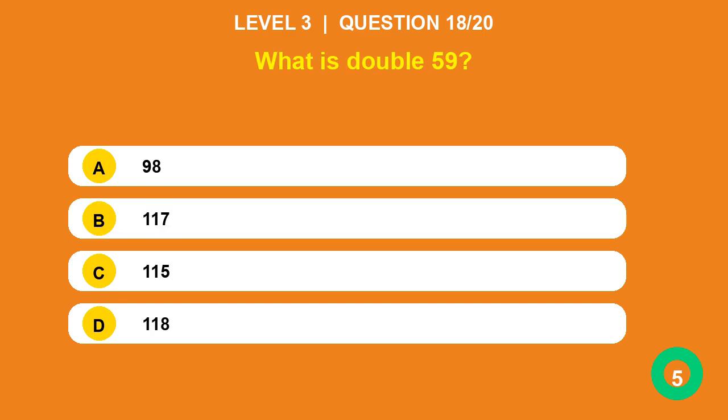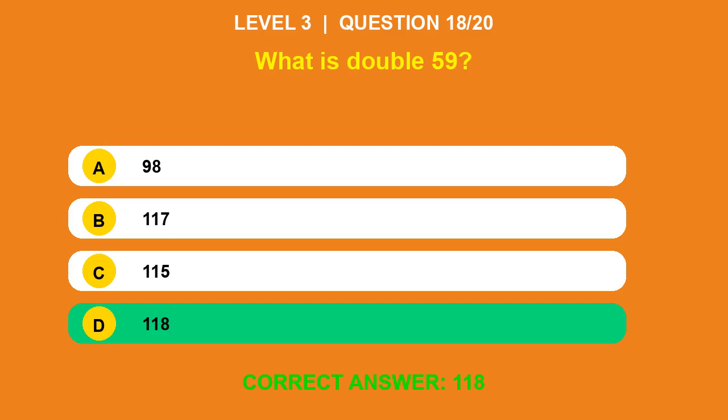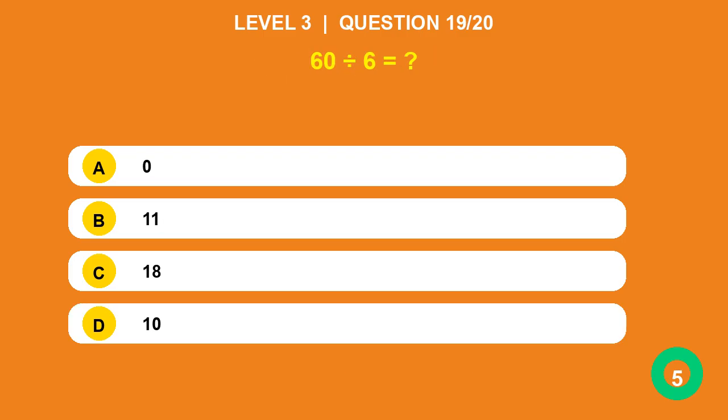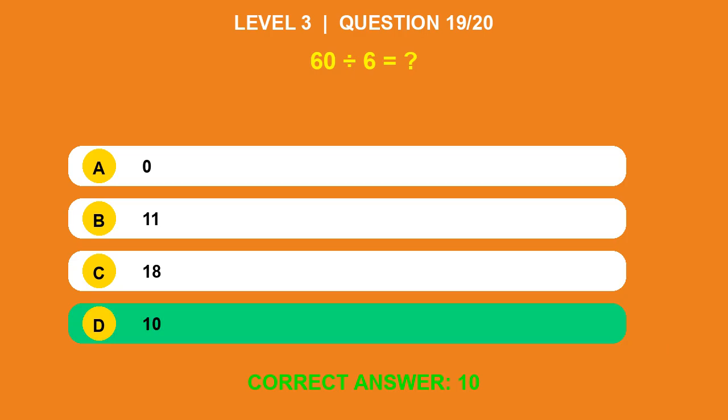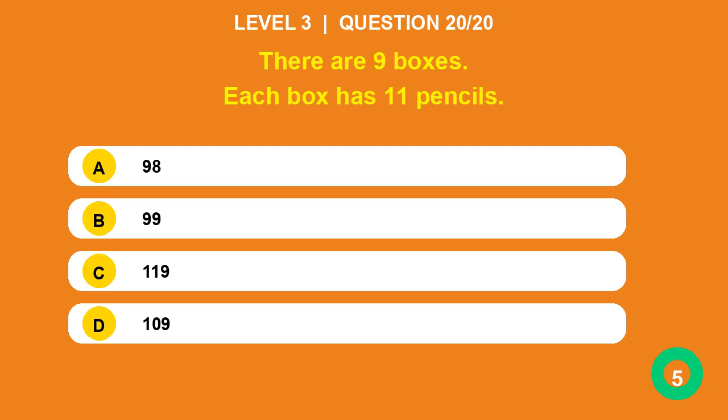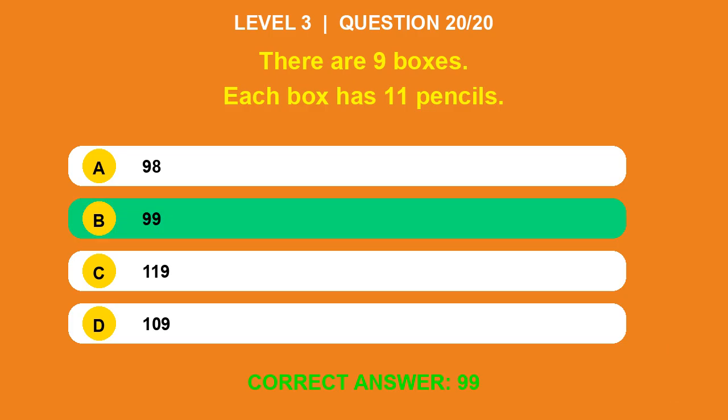What is double 59? Answer is 118. 60 divided by 6 equals? Answer is 10. There are 9 boxes. Each box has 11 pencils. How many pencils total? Answer is 99.